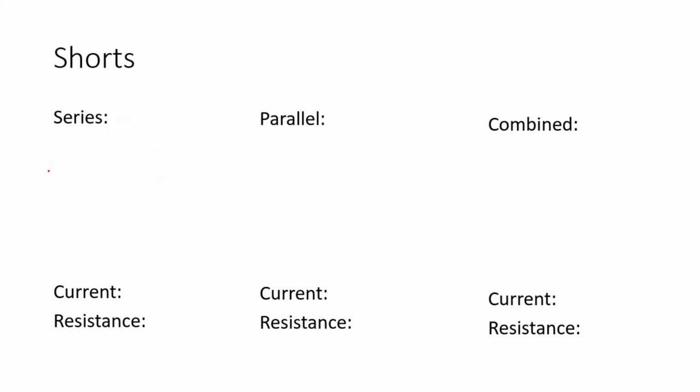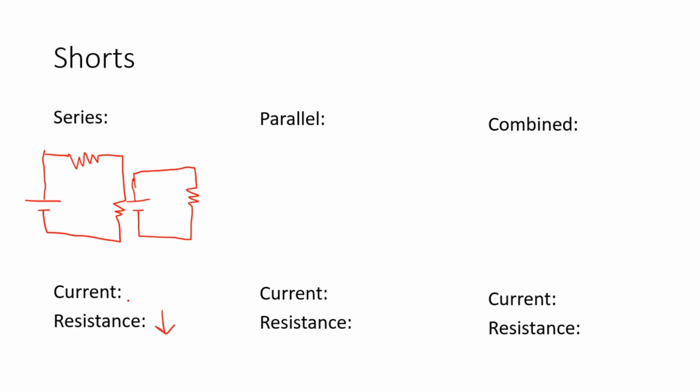Shorts. So if you have something in series, and you create a short. A short is like when you take a resistor and you make it a wire. So it really kind of turns this little circuit into a 1 resistor circuit. Resistance is down, therefore current is up.